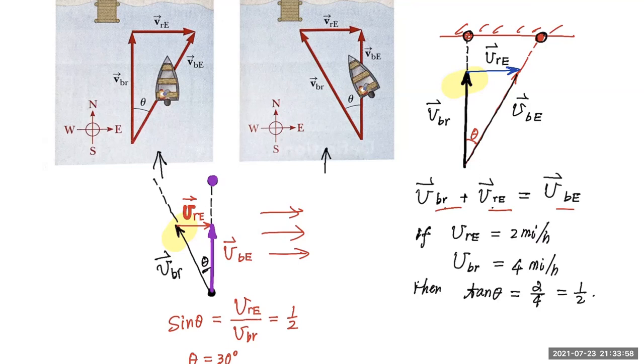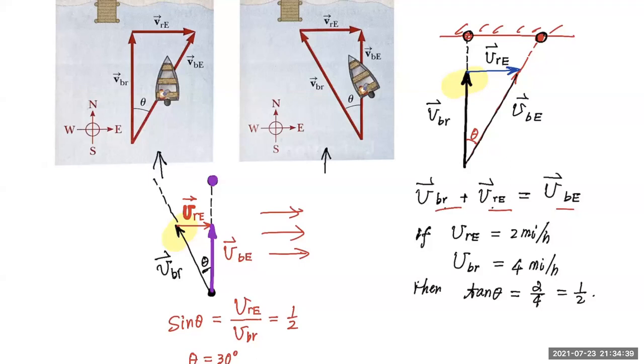Now, if I change the criterion a little bit, right? If I ask you this question, what if you don't care where you end up on the other side? It doesn't have to be directly across, but you just want to get there as soon as possible. You want to minimize the crossing time. You don't care where you end up on the other side. What is your strategy? What angle should you head the nose of the boat? Should it be somewhere upstream, somewhere downstream, or directly across? That's the problem.